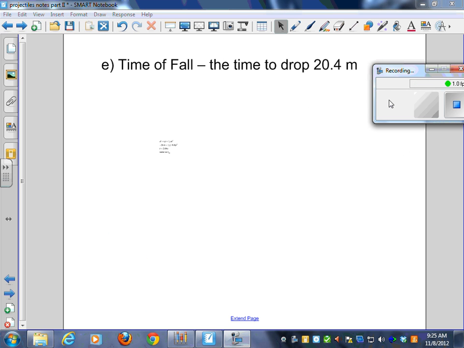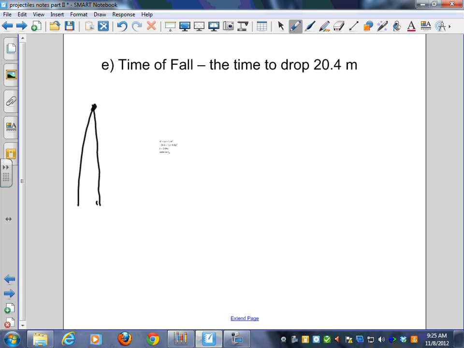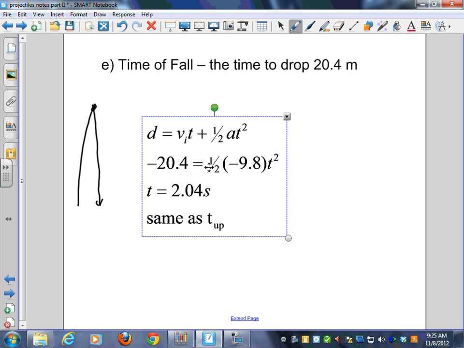How about the time of fall? The time to drop 24 meters. If it went up 20.4, then it has to come down 20.4, right? The only difference is now I'm falling 20.4, and so that 20.4 should be negative. You put in minus 20.4. VI, the initial vertical velocity here, is 0 because it's falling from rest, from that peak, plus 1/2 AT squared, that's minus 9.8 t squared. You get a time of 2.04 seconds. Shouldn't be too surprising that it's exactly the same time. The time up should equal the time down. Again, this is neglecting air resistance.